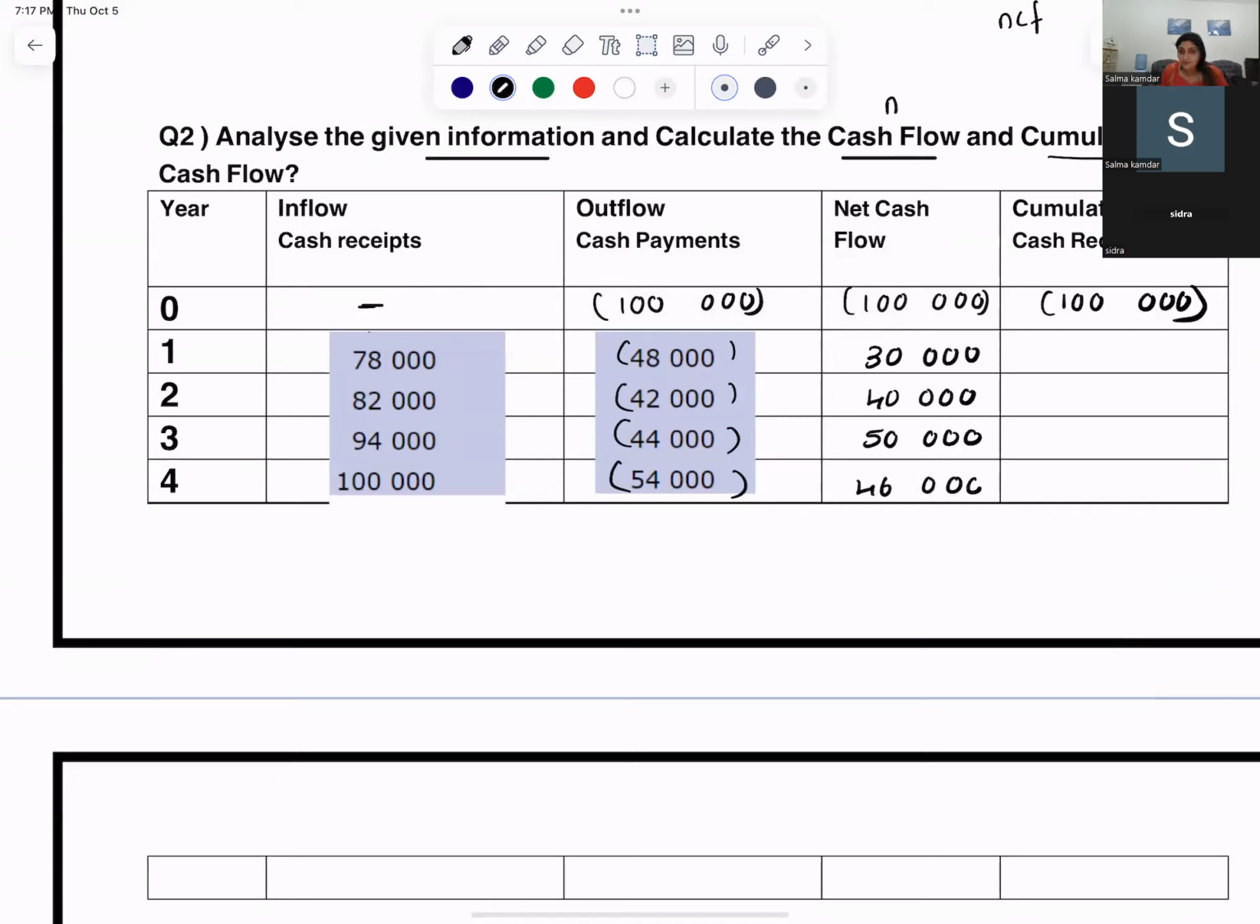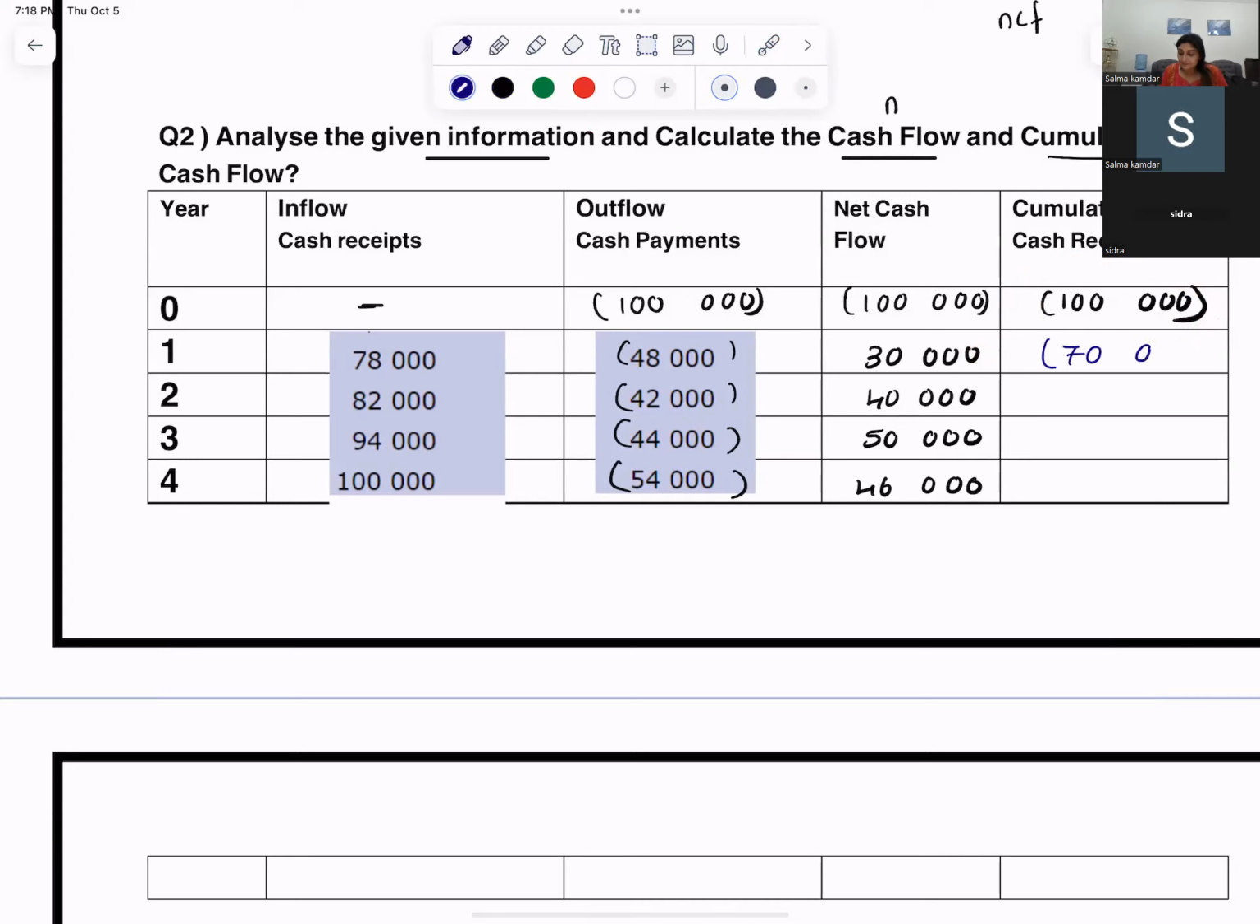Now cumulative. When you say cumulative, you are going to add it. Now how are you going to do it? This is your initial outflow, right? You are going to get back 30,000 in year one. So at the end of year one, how much amount is still left to be got back?